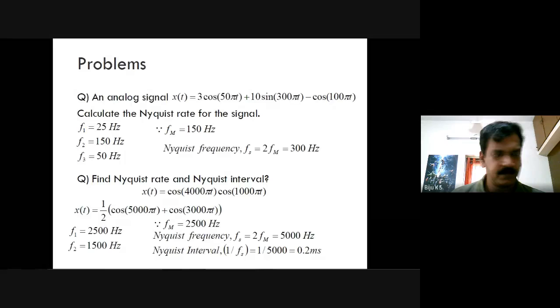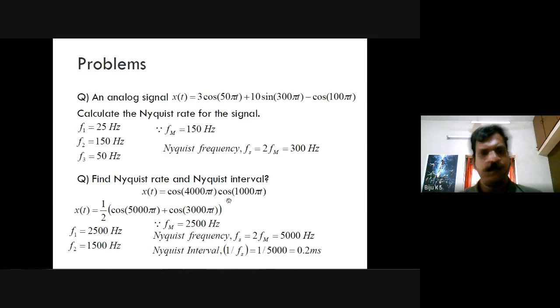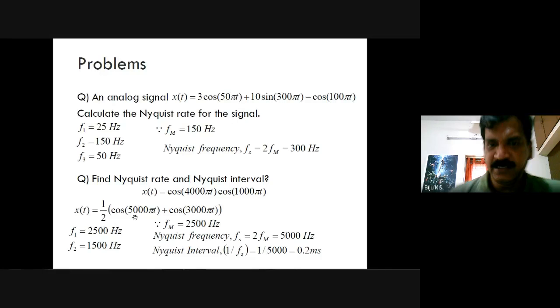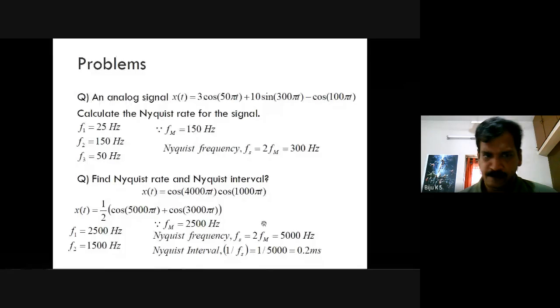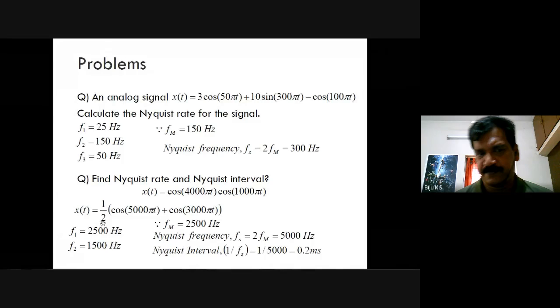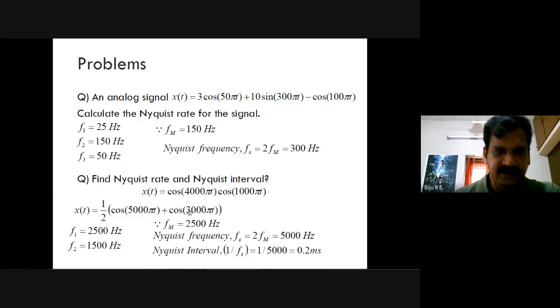Okay. So this is a product of cosine functions. For a product of cosines, you can split cos A cos B into half of cos A plus B plus cos A minus B. So this is equal to half of cos 5000 pi t plus cos 3000 pi t. So now it is a summation of two signals.